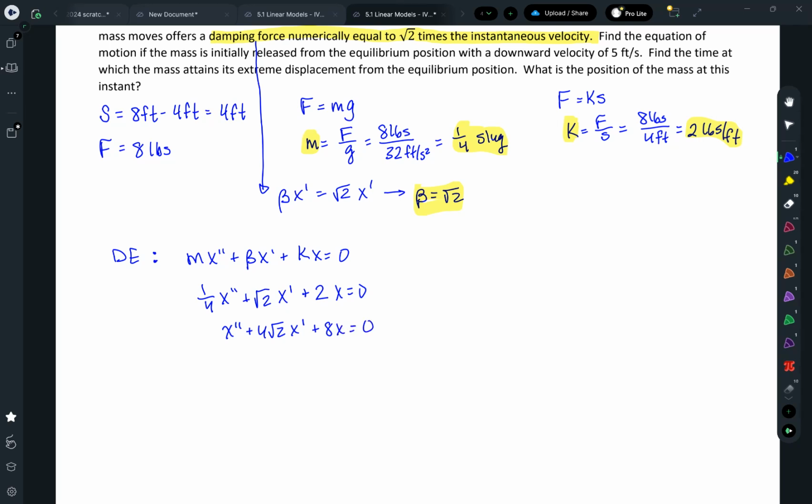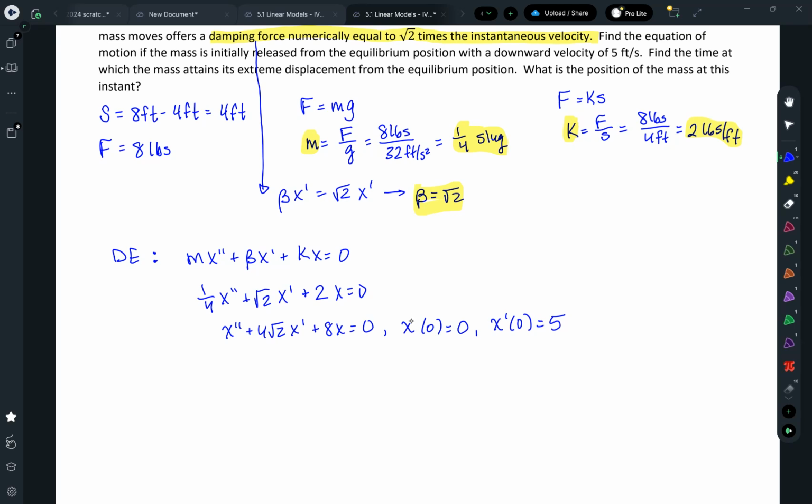Okay, now let's see what else they've given us. Find the equation of motion if the mass is initially released from the equilibrium position with a downward velocity of 5 feet per second. Released from equilibrium position, that tells me x of 0 is 0, right? It's not above or below equilibrium, it's at equilibrium, so there's no displacement. Downward velocity of 5 feet per second means the initial velocity at time 0 is downward, which means positive 5 feet per second.